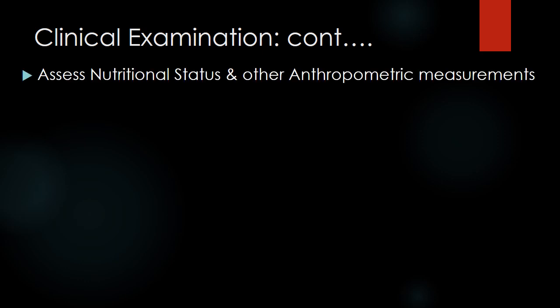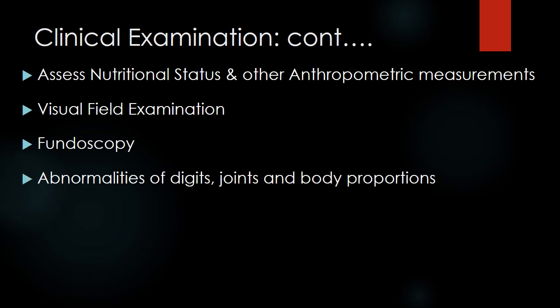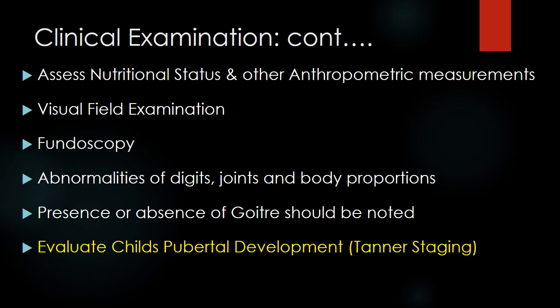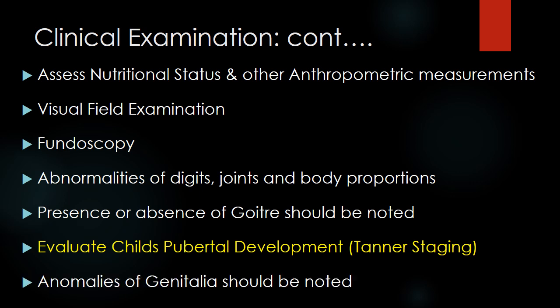The other things that would be important in clinical examination, other than the anthropometry and nutrition, is looking for the other signs like visual field defects, fundoscopy, looking for the signs of syndromes, presence or absence of a goiter, and evaluation of the pubertal stage by Tanner's staging. One also needs to carefully look at the genitalia in the context of congenital adrenal hyperplasia.